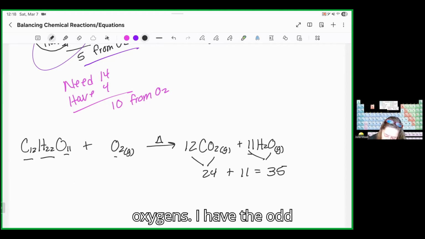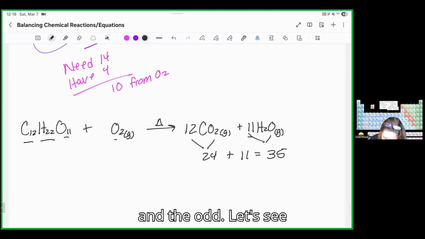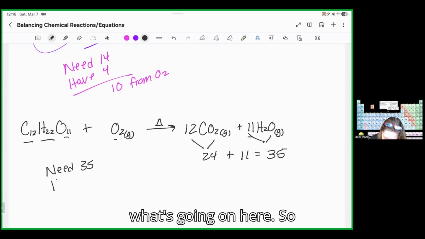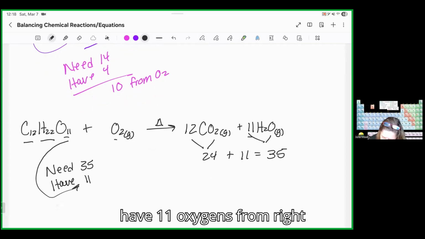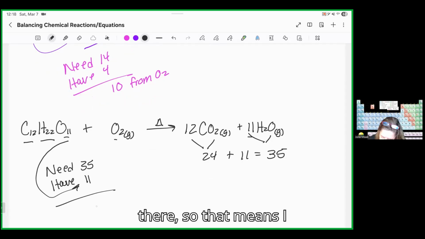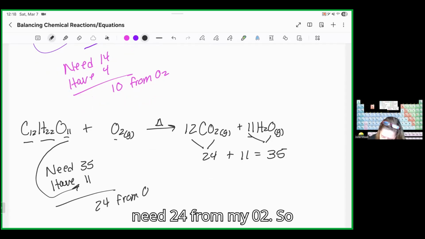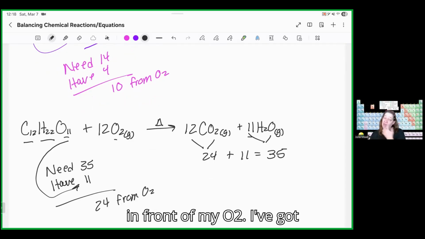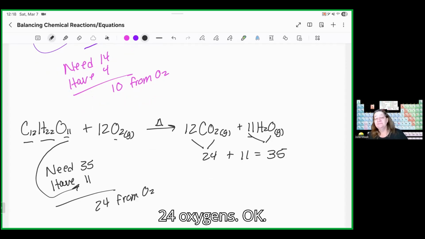I have the odd and the odd. Let's see what's going on here. So I need 35 oxygens. I have 11 oxygens from right there. So that means I need 24 from my O2. So 24, I'm going to put a 12 in front of my O2. I've got 24 oxygens. Okay.